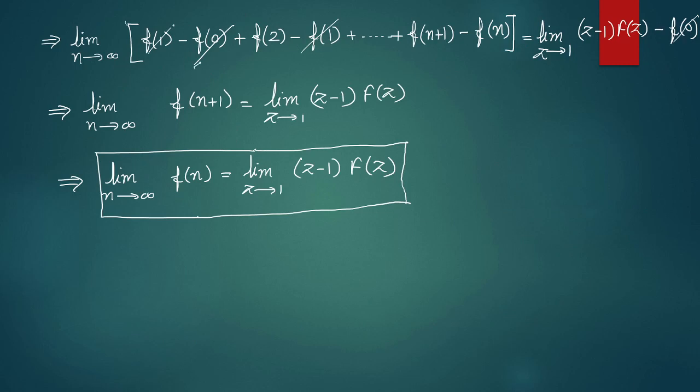Now here this F of z cancels with this, then f of 1, f of 2 and so on, we get the value only f of n plus 1. All terms get cancelled. Therefore, limit z tends to 1, z minus 1 into F of z. Now, n plus 1 we can write as n because n tends to infinity. Therefore, this is the final value theorem.